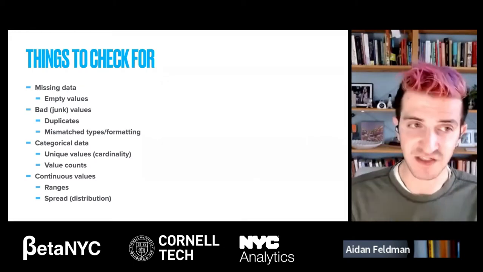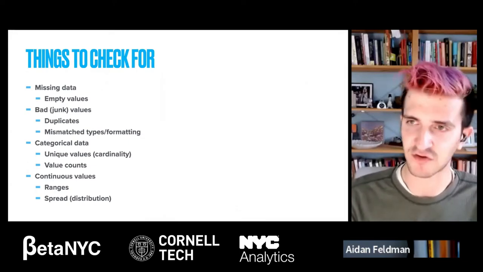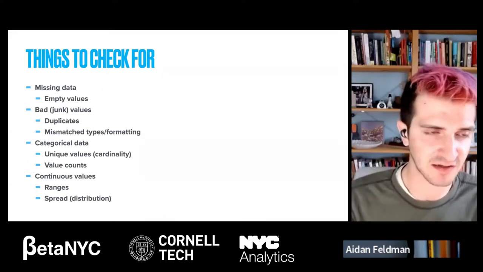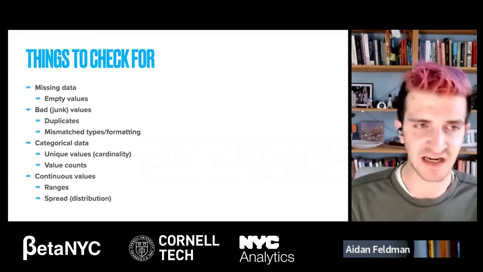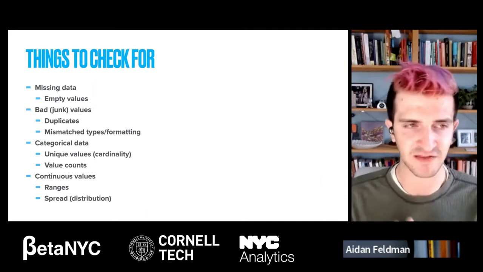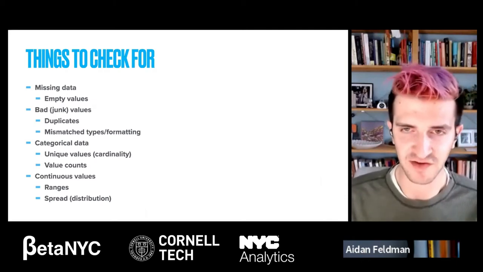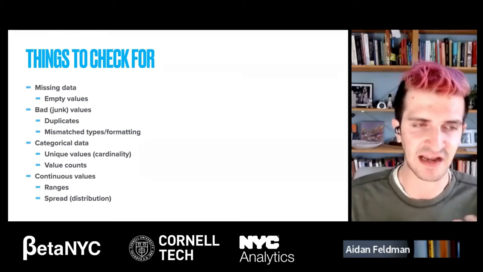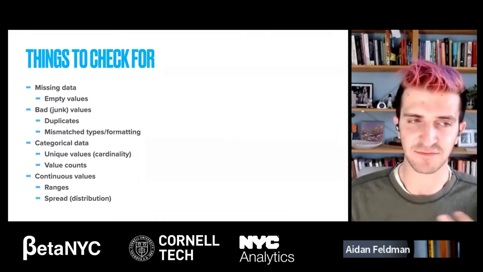You might look for things like duplicates. Again, that could be across a single cell, across multiple rows, or the entire row could be duplicated. You might have mismatched types or formatting, right? Something that should be a date column has text in it, and that's not something you want. There's checks for categorical data. Categorical means that it has a fixed set of values. And so there you might look at the different unique values.